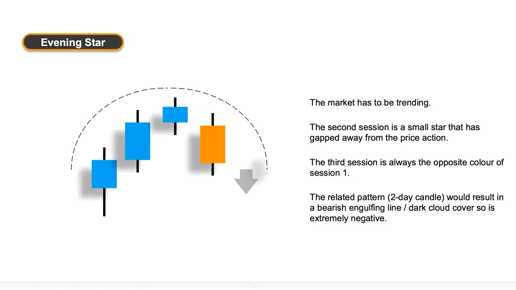Next formation is the evening star. The opposite to the morning star is that this appears at the top of a trend. It's exactly the same in the sense that it's a small candle with a very small real body, and it appears at the top of a particular trending market.